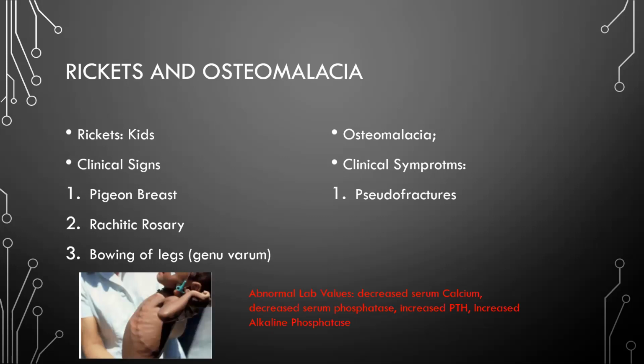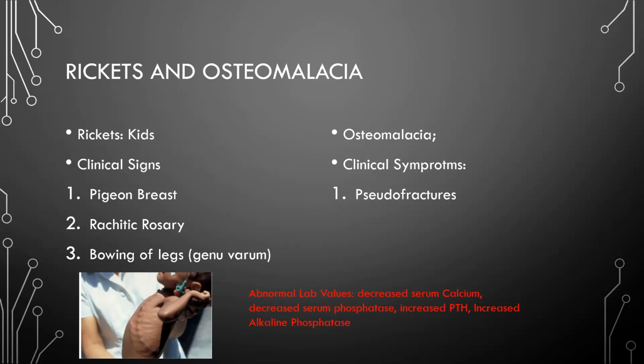And so the big things you'll see with kids and rickets is going to be the pigeon breast, the rachitic rosary, which is what the picture shows below, and then the bowing of the legs, so genu varum. You won't really see that. We asked Dr. Brownlee, he said you won't really see those as much with osteomalacia. The big thing is pseudofractures, and with both of these, you're going to have bone pain, but the big thing is going to be the pseudofractures.